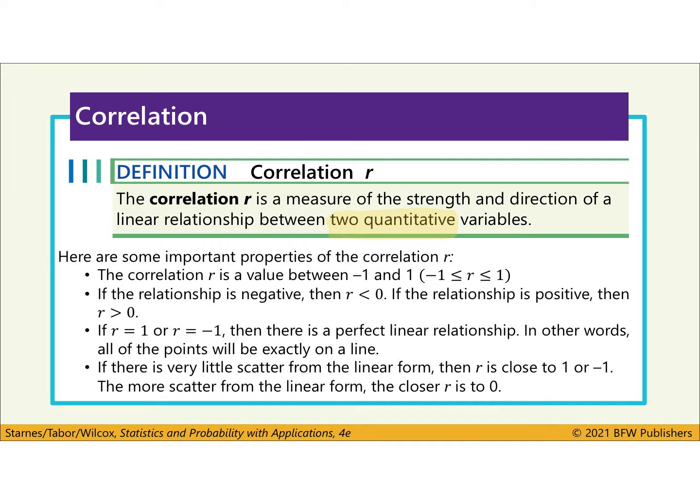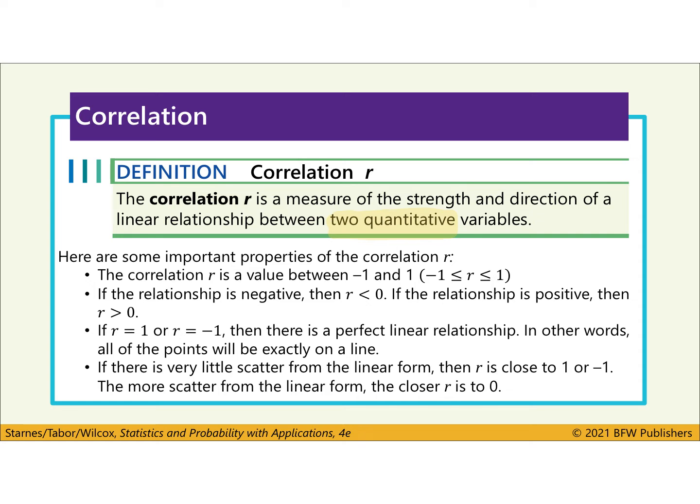You can compare the association, which we did in the first part of this chapter, of categorical and quantitative variables, but you can only use correlation with two quantitative variables. Correlation has some really important properties. Correlation R is a value between -1 and +1.